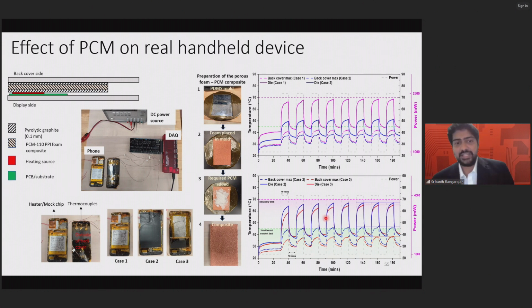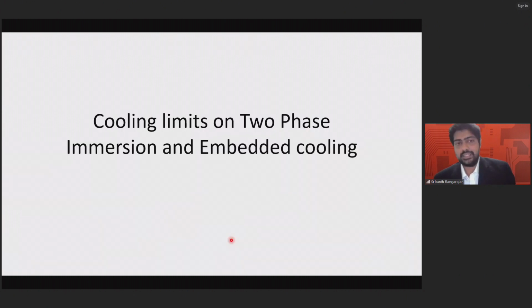The heat is really localized in portable electronics. It just sits in one corner, and we have to really spread the heat and then get to the porous composite where the PCM gets access to the heat, and that becomes the real study.